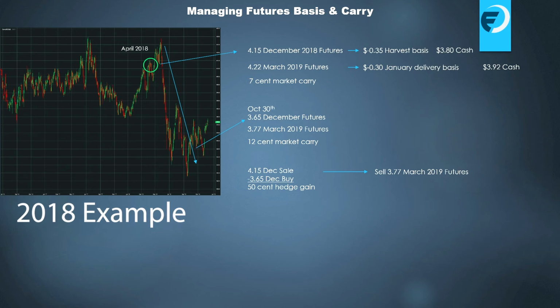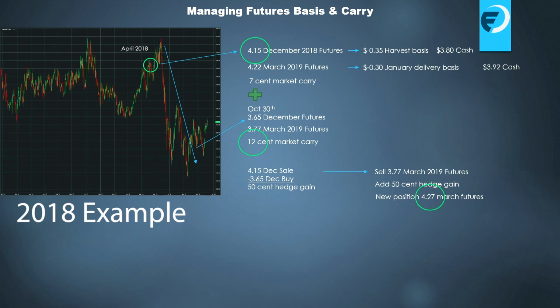then you went out there and resold the March futures at 377. But you have to add your 50 cents of hedge gain on top of that, which puts you at a 427 March futures. The other way of looking at this, a little bit more simplistic than going through the mechanics, is you had your original 415 December hedge price. You added 12 cents of market carry on top of that, and that's where you get to your 427 futures position.